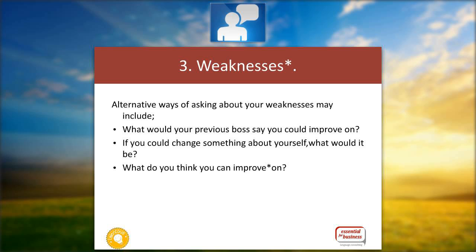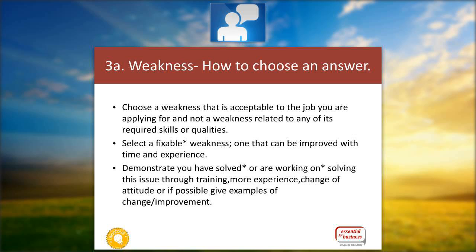Now, very important. How to choose an answer. We need to choose a weakness that is acceptable to the job you are applying for. So, by this I mean, if you're applying for a job in IT, then you cannot say that you cannot use computers or your weakness is computers. So you have to choose a weakness that is acceptable to the job that you are applying for and not a weakness related to any of its required skills or qualities. Everyone understand?